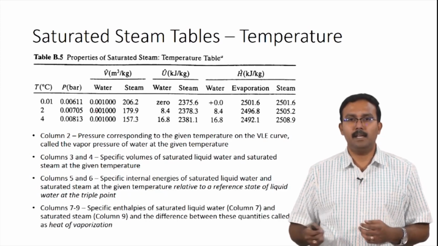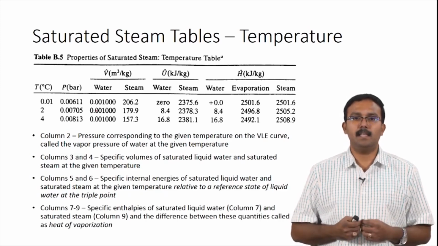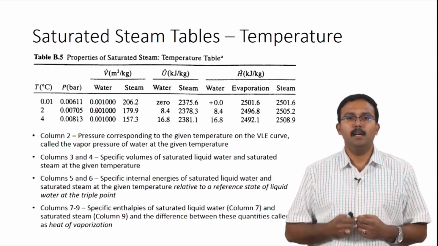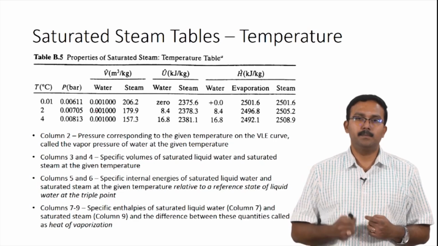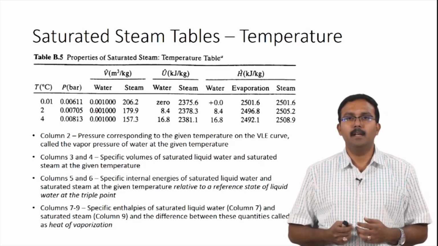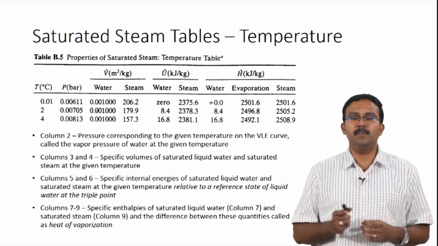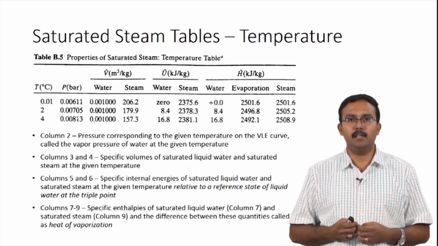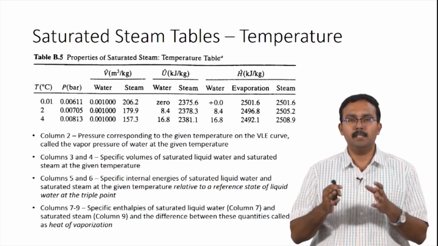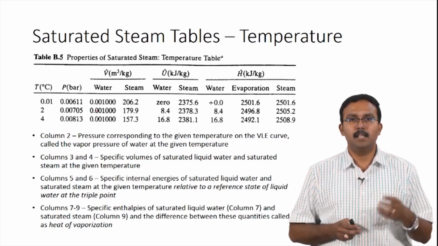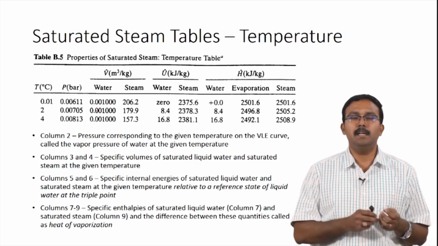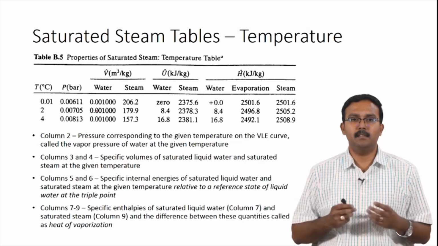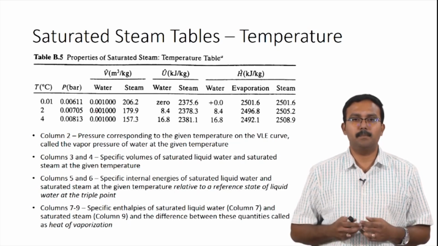Columns 7 through 9 represent the specific enthalpies. Column 7 is the specific enthalpy of saturated liquid water and column 9 is the specific enthalpy of saturated steam. Column 8 is actually the difference between the two, representing the heat of vaporization at that particular condition. Once this amount of heat is supplied, the liquid water will completely be converted to water vapor. So, that is what the heat of vaporization represents.